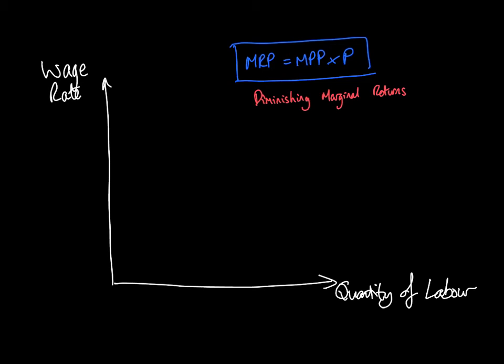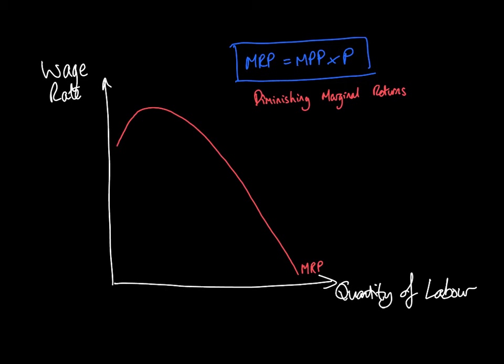So what that means is that our MRP curve, our MPP curve, because that's what we're looking at here, the MPP curve has a relatively distinctive shape. Initially the returns start to rise as we add the extra workers, but then as we add more and more workers, we see a decline in the marginal revenue product, and that's because of diminishing marginal returns kicking in.